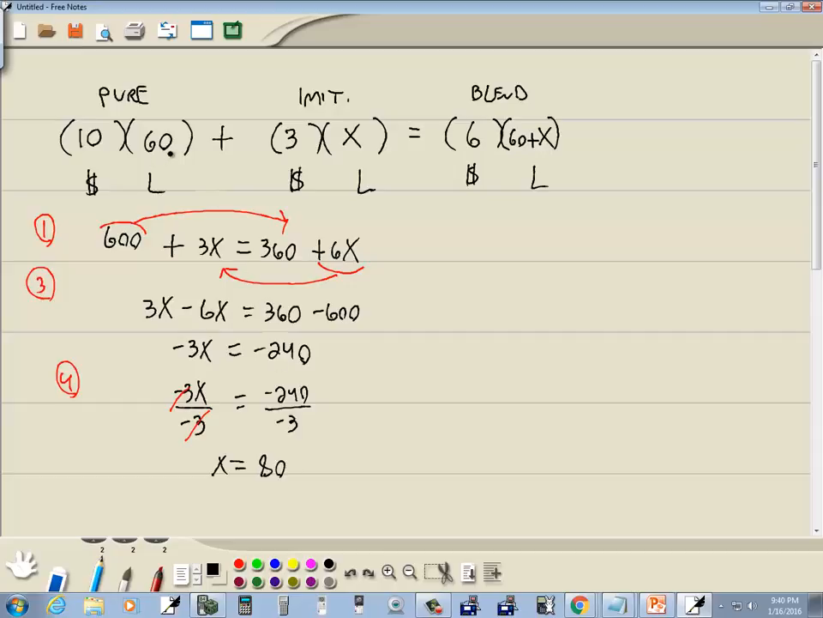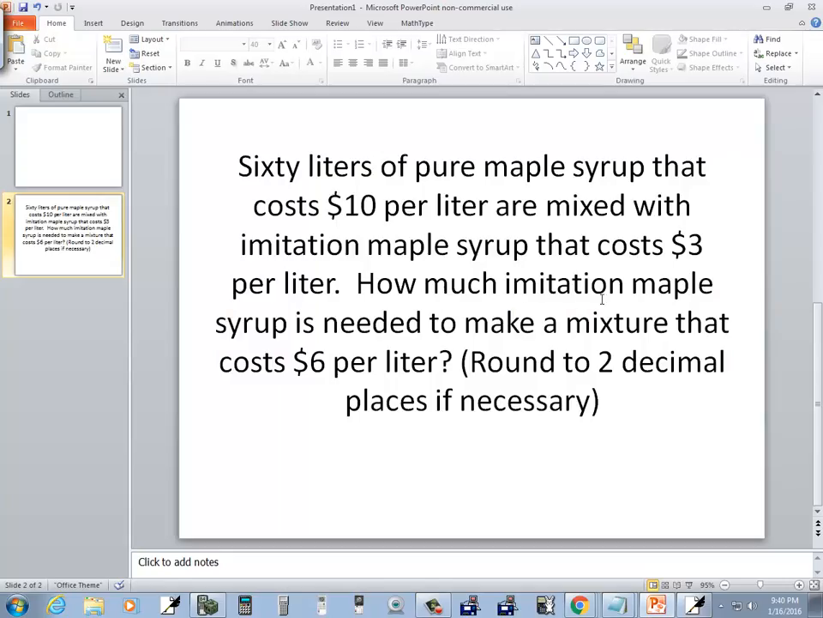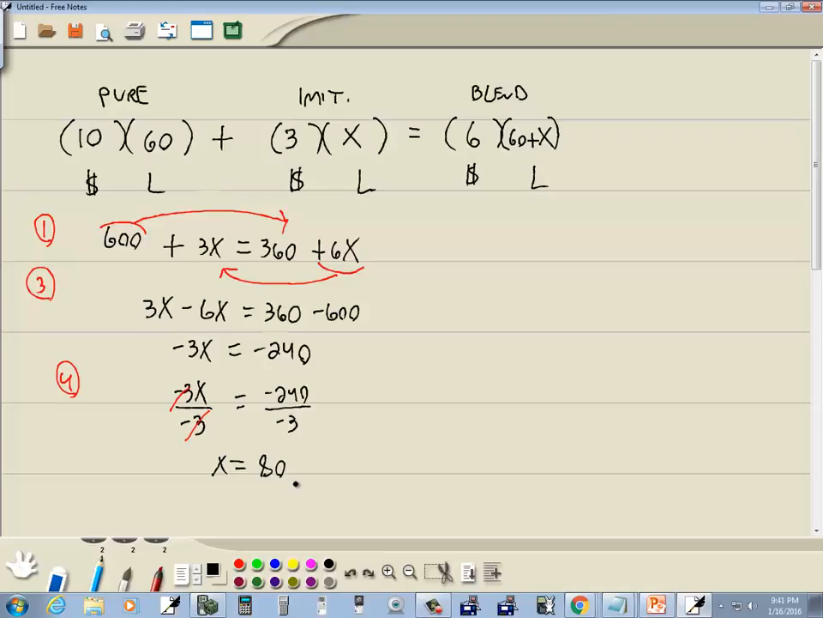Now that's the X. That's the imitation here. Let's see what they're asking for. How much imitation? Okay, so that's what they're asking for. And so 80 would be our answer.